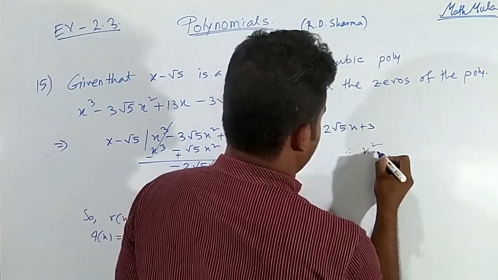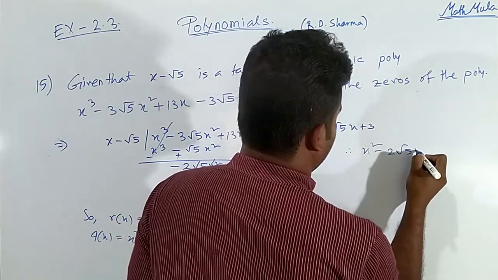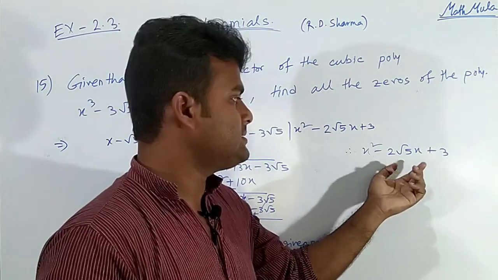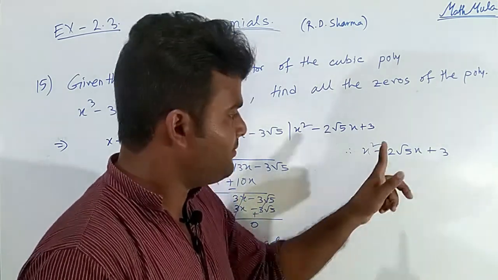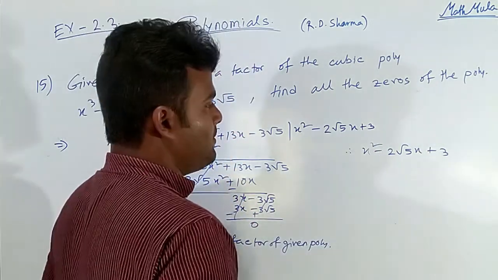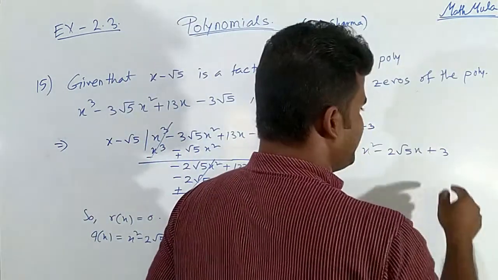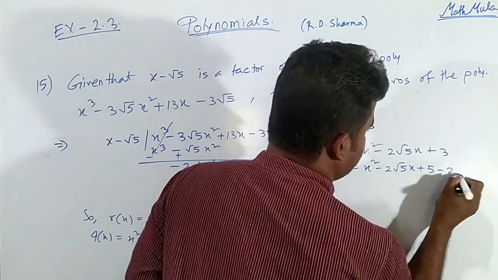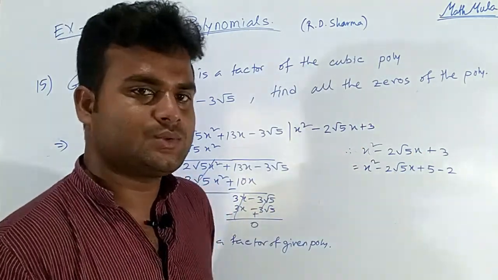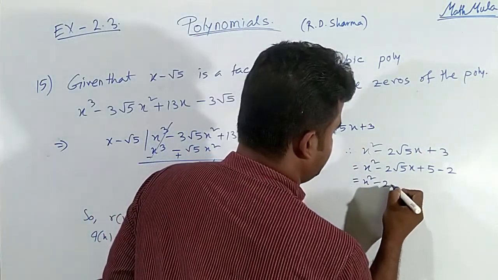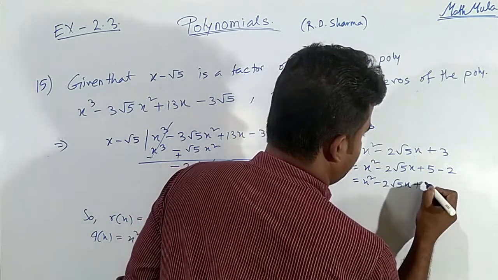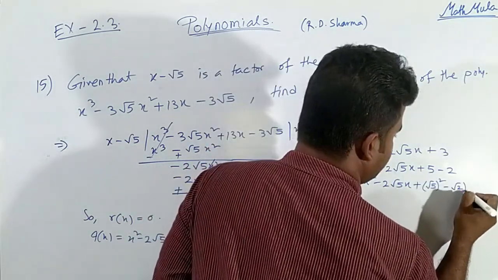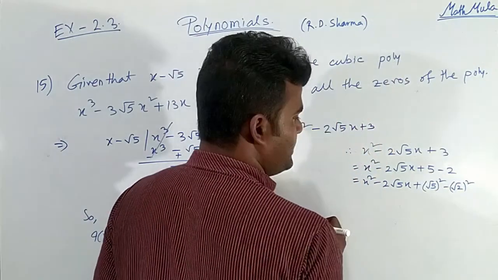Now x square minus 2 root 5x plus 3. In the middle term there is 2 root 5x, there is a factor root 5. For making this factor, we arrange 3, that means the constant term, as plus 5 minus 2. 3 can be written as plus 5 minus 2. That means x square minus 2 root 5x plus 5 minus 2, where 5 can be written root 5 square and 2 can be written root 2 square. Okay.